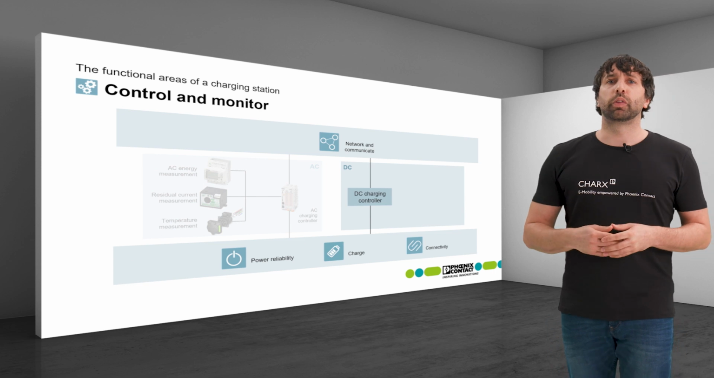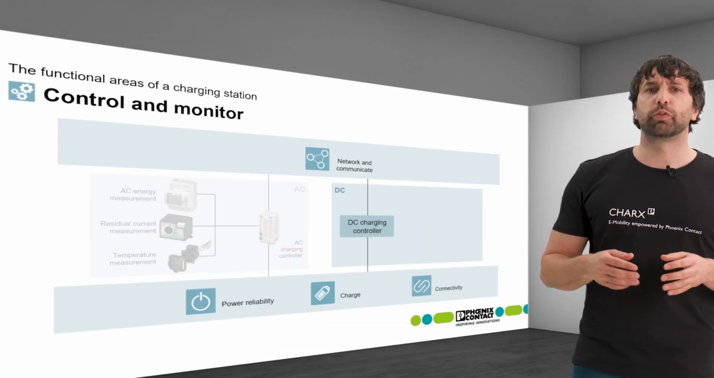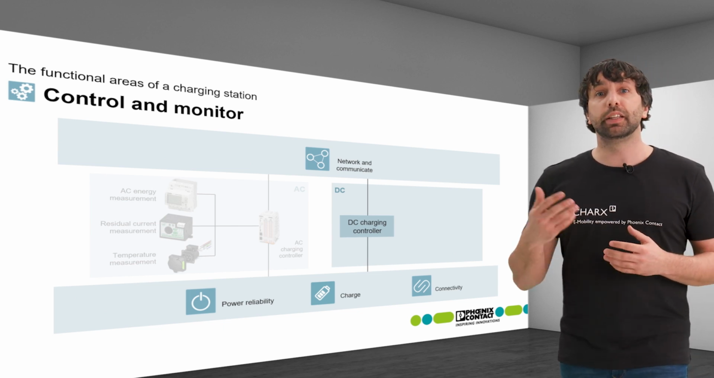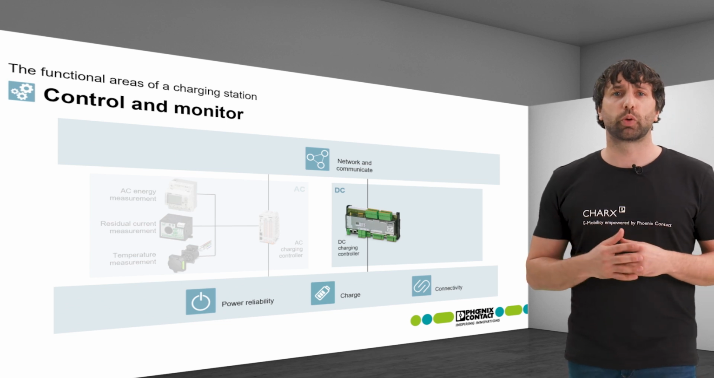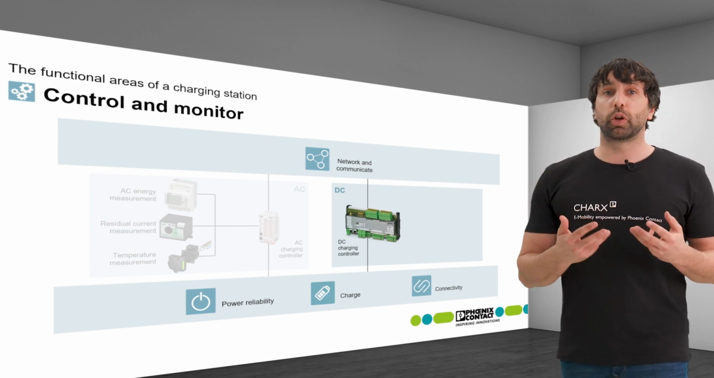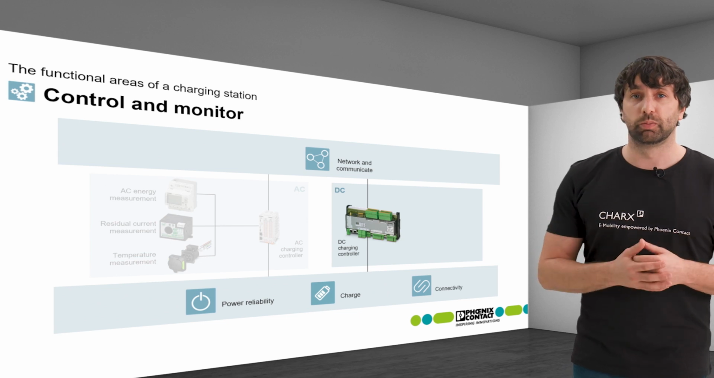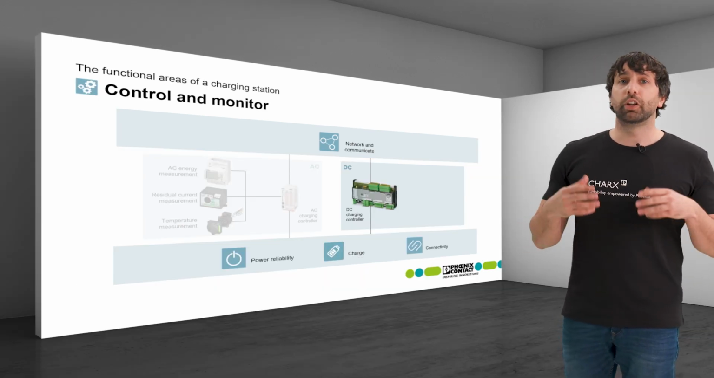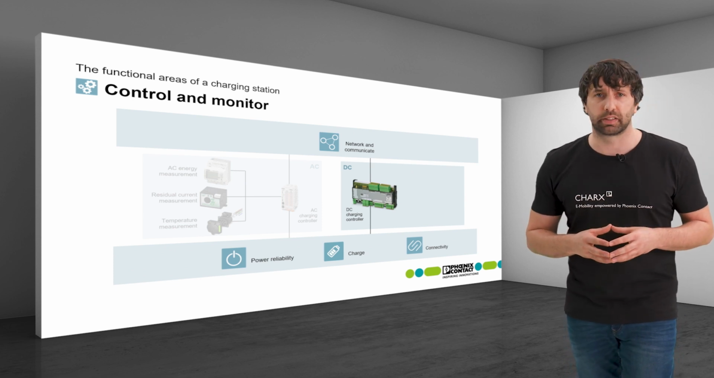Now let's have a look at DC charging. In general, the DC controller performs the same functions as the AC controller, but instead it is designed for DC currents. Our DC controller, CHARX Control Professional, offers the option of operating two independent charging points, AC and DC. It allows for flexible fast charging using CCS and CHAdeMO connectors in accordance with the specified IEC standards.